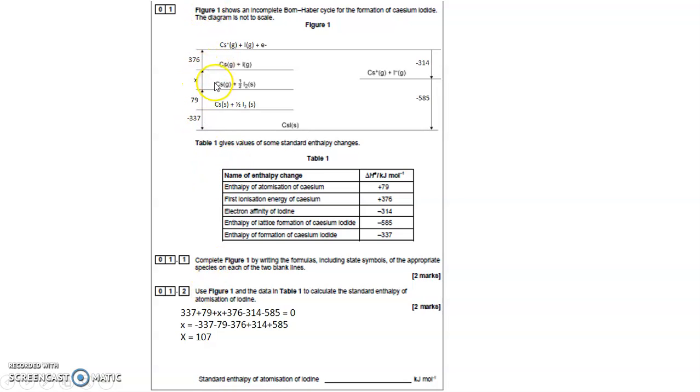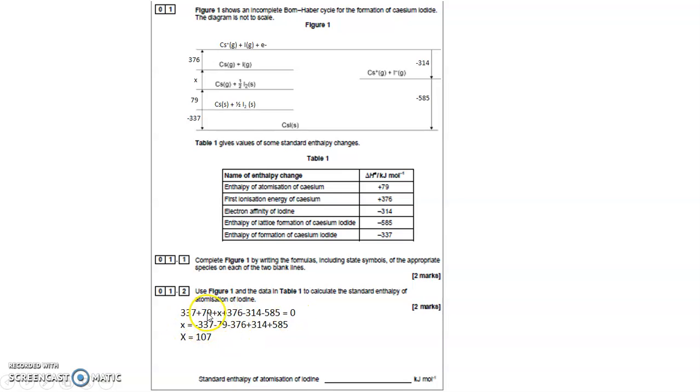I don't know this one. This is the one that I'm going to try and find out, the enthalpy of atomization of iodine, that is, when I turn the iodine from a solid into a gas, so that's X. That's the value I've got to find out. I've got 376 going in again in the right direction, and I'm coming down, which is in the right direction, minus 314, and coming down again to minus 585. And going from this line here all the way up and all the way down equals 0.